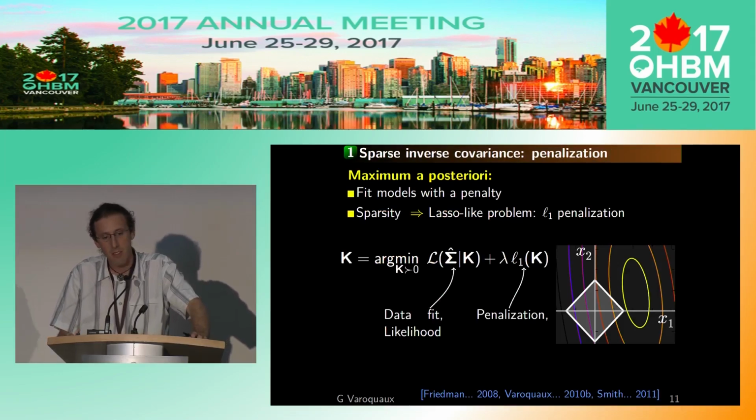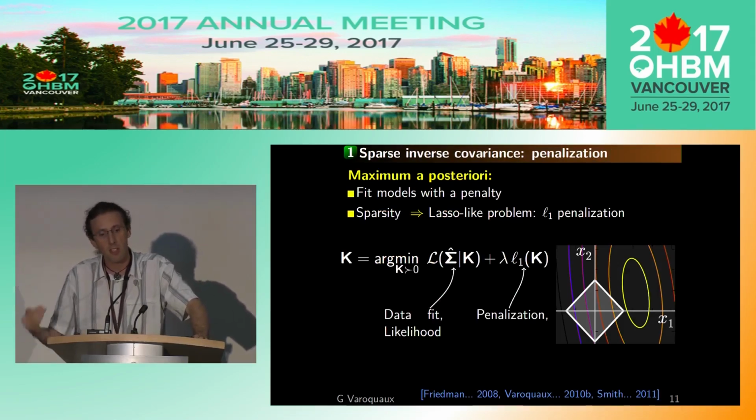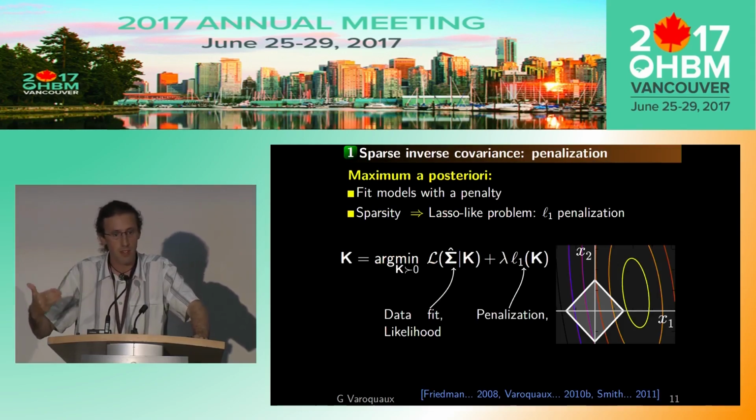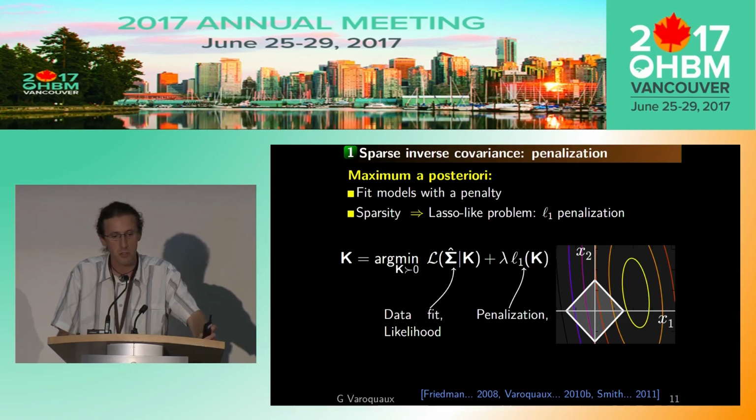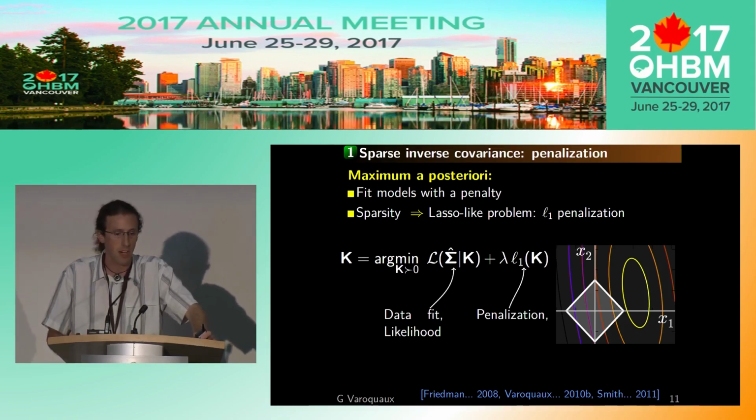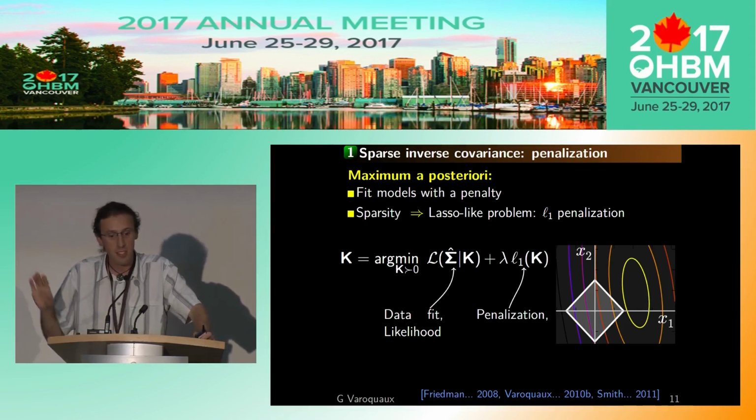To put a bit of math, the way we do these things is that we're going to do something that looks like a maximum likelihood fit of the Gaussian model, but on top of this, we're going to add a term that imposes sparsity, which is an L1 penalty used in Lasso problems, for instance, in machine learning. So you just fit this. This is a fairly standard model, by the way. It was introduced by Jerome Friedman in 2008, and it's been used a lot in neuroimaging.